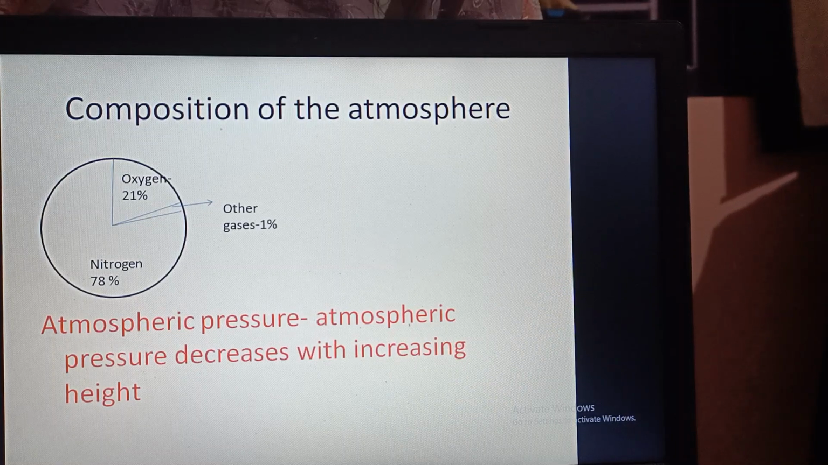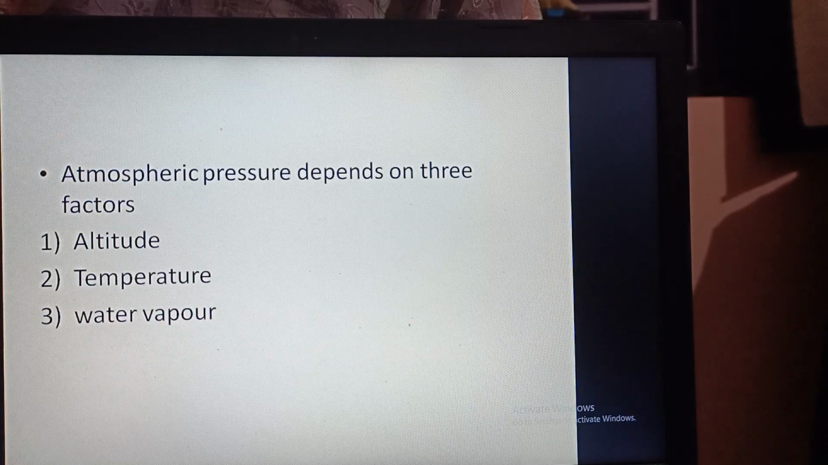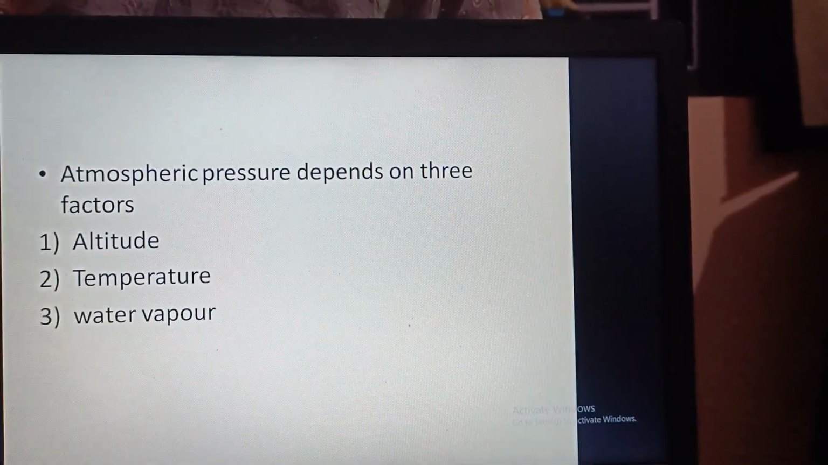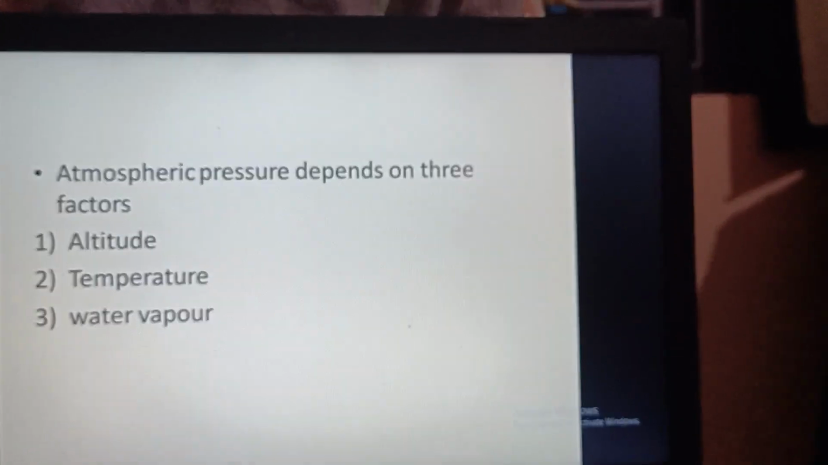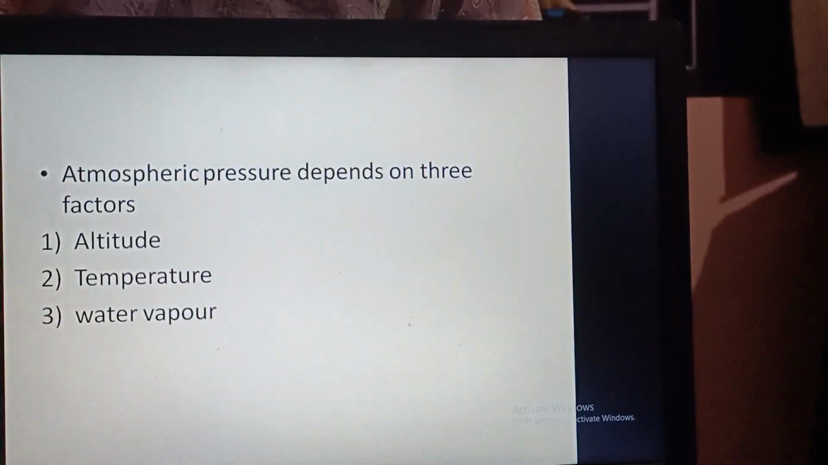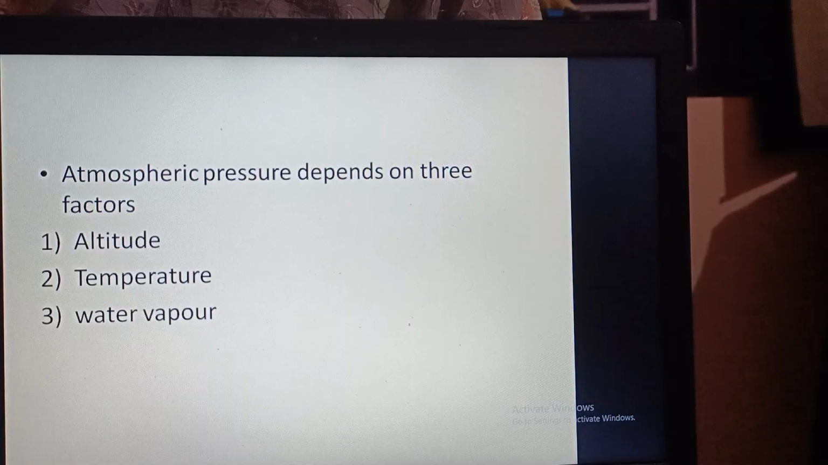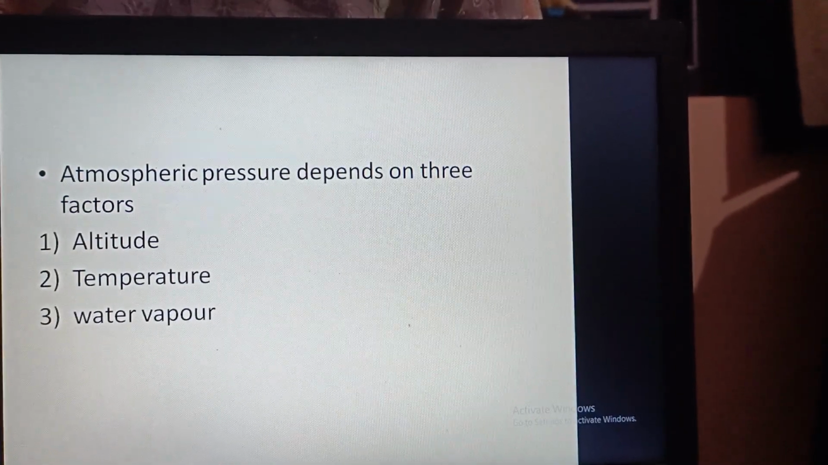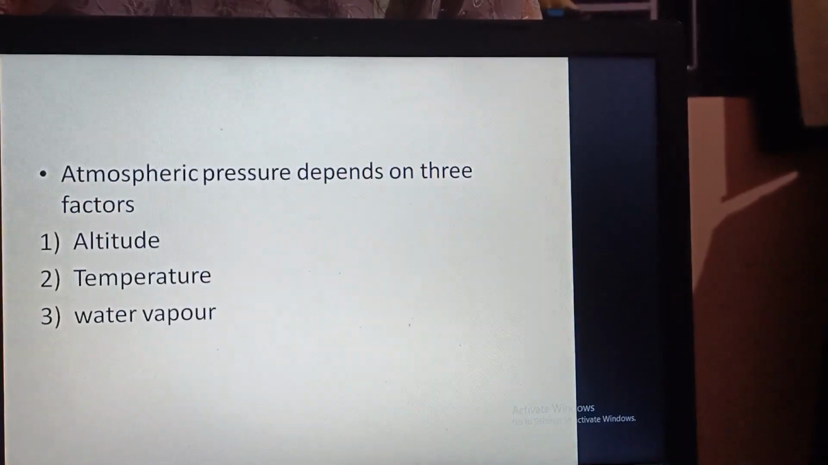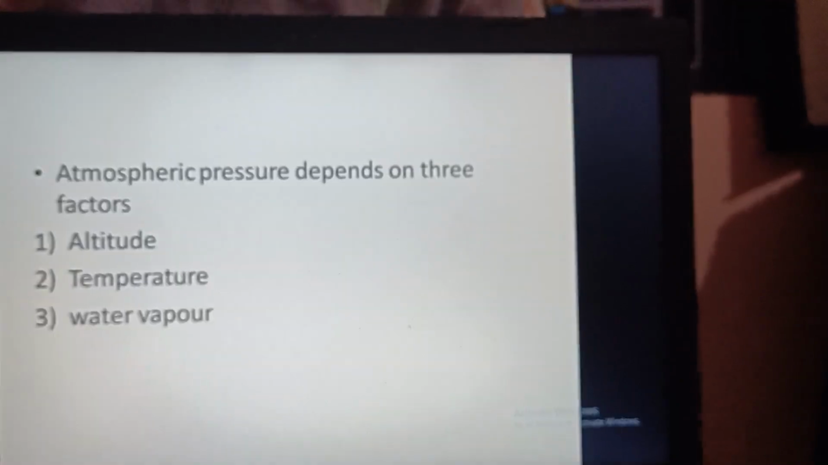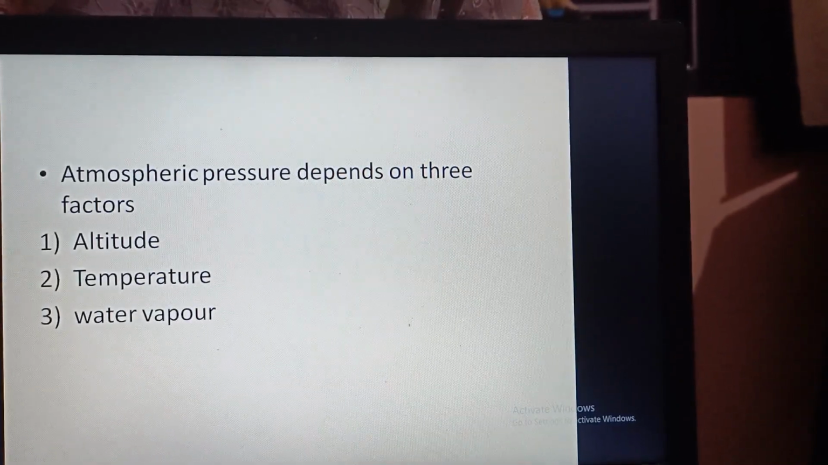Now, atmospheric pressure depends on three factors. What are they? Altitude, temperature, and water vapor. Altitude. As one goes up, the pressure of the air decreases. Generally speaking, the decrease in pressure is at a rate of 1 centimeter for every 110 meters of ascent. Hence, pressure decreases as altitude increases.